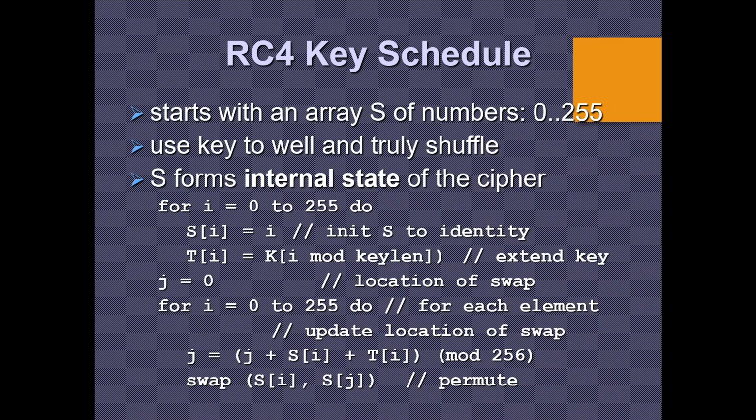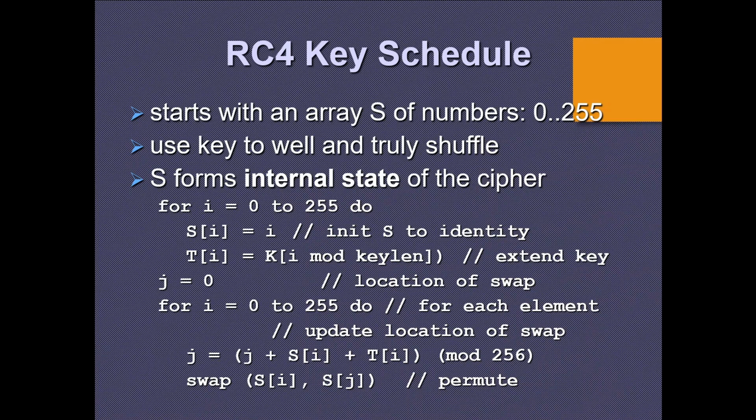The RC4 key initializes the state S, which is given here as S of i. It is initialized to a number between 0 and 255, and then it walks through each entry in turn, using its current value plus the next byte of key to pick another entry in the array and swaps their values over. So here you can see T of i, where K refers to the key.